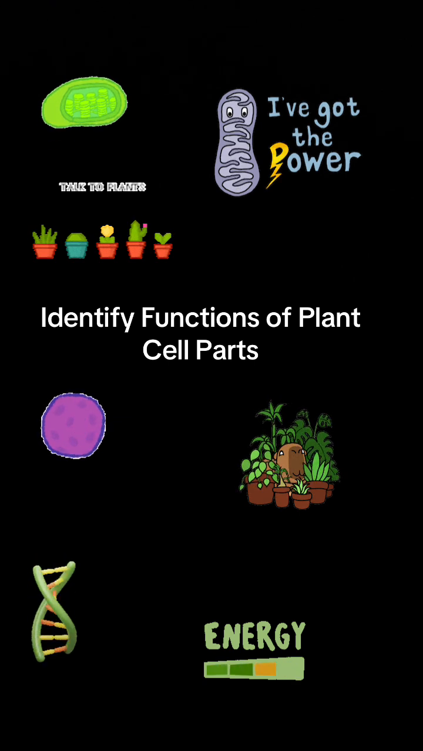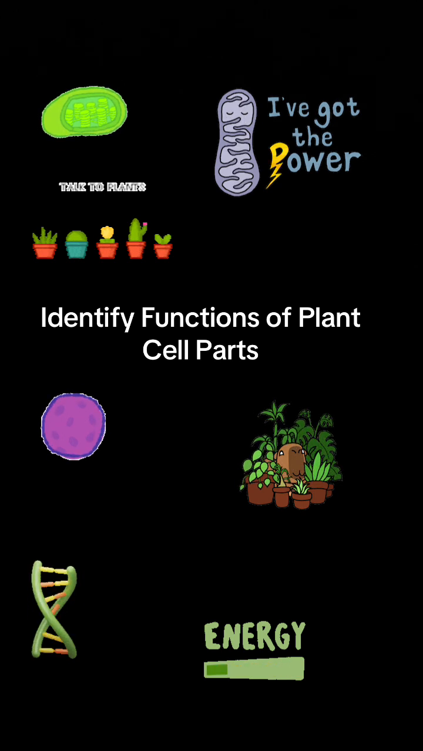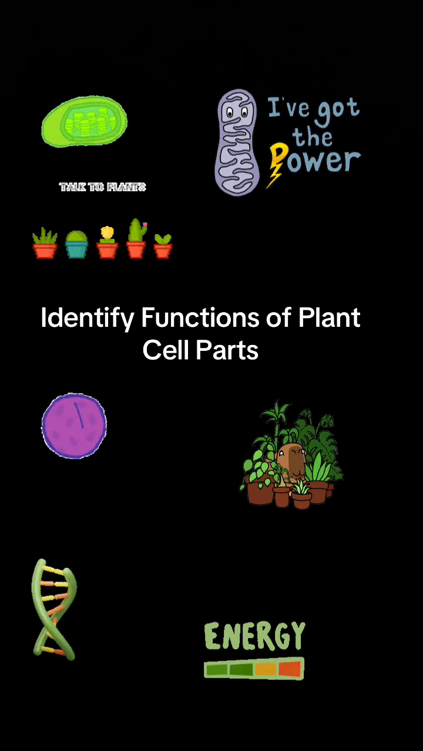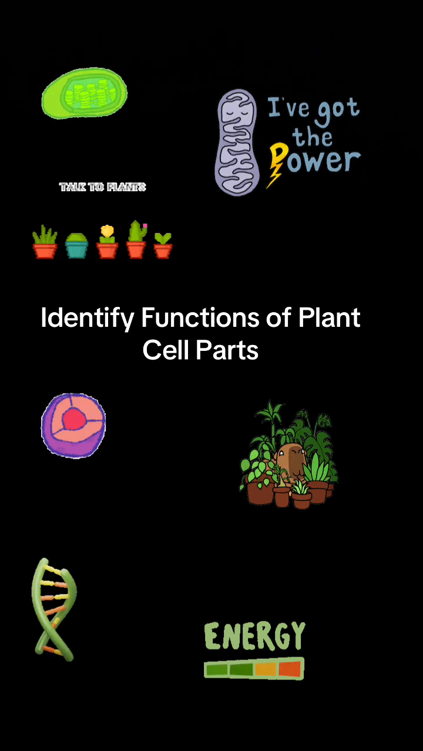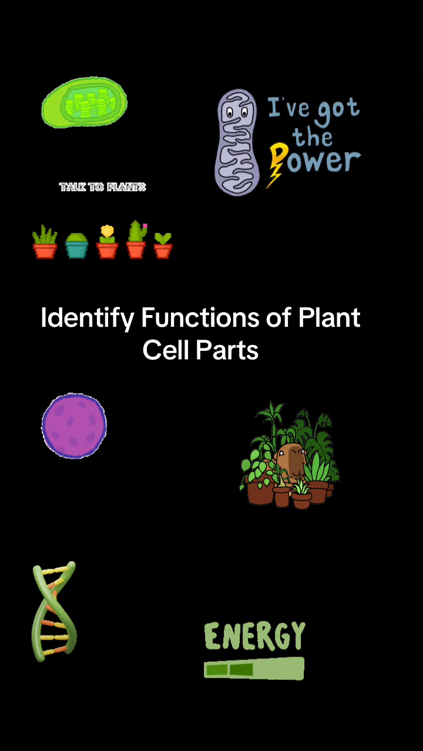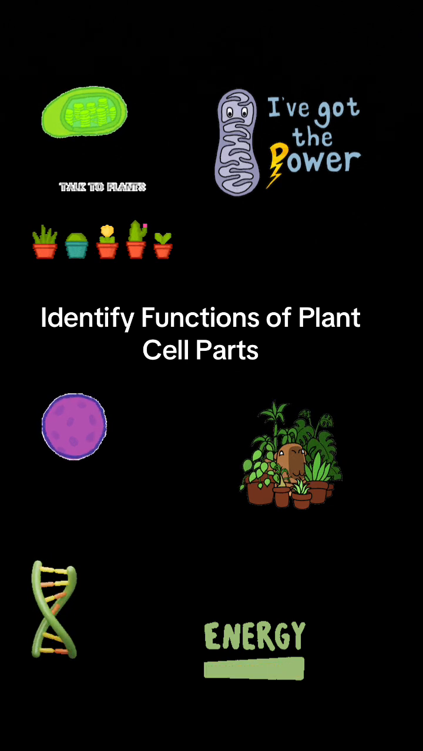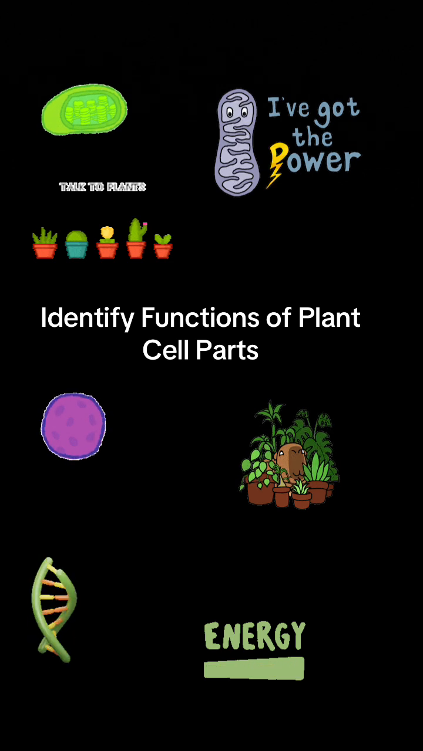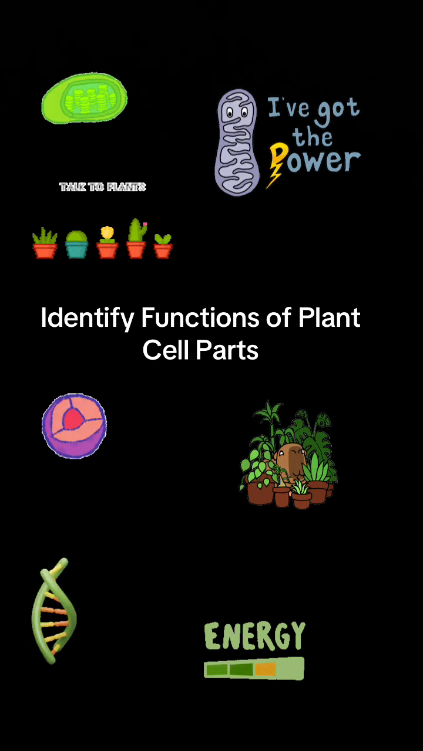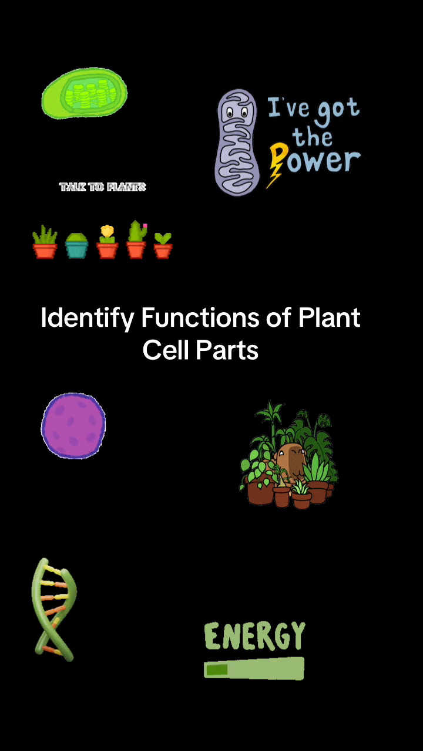The key features of a plant cell are the cell wall, cell membrane, cytoplasm, nucleus, large central vacuole, chloroplast, mitochondria, endoplasmic reticulum, and Golgi apparatus. These are the key parts of the plant cell.